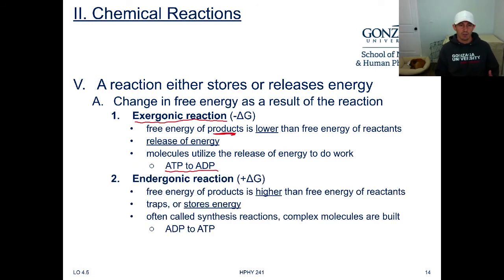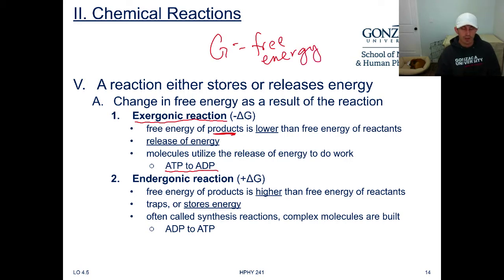On the opposite side of this, we have endergonic reactions. This is a positive change in G, or free energy. I don't think I mentioned that, but G is free energy, and it's G because it gives free energy for the individual who first described this concept. So endergonic reactions, the free energy at the end of the reaction is higher than the reactants. Okay? So endergonic reactions, they trap, or another way to think of this is they store energy.